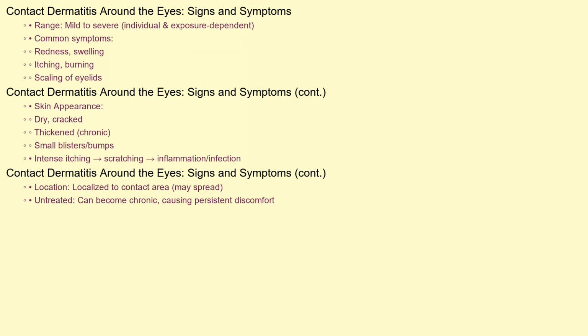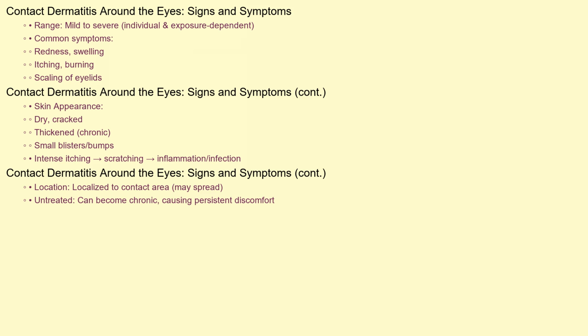The signs and symptoms of contact dermatitis around the eyes can range from mild to severe, depending on the individual and the severity of the exposure. Common symptoms include redness, swelling, itching, burning, and scaling of the eyelids. The skin may appear dry, cracked, or even thickened in chronic cases. In some instances, small blisters or fluid-filled bumps may develop.